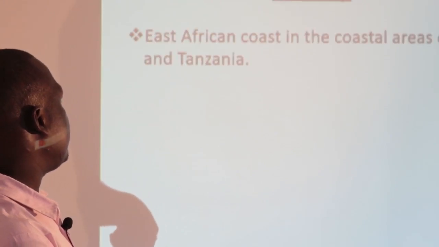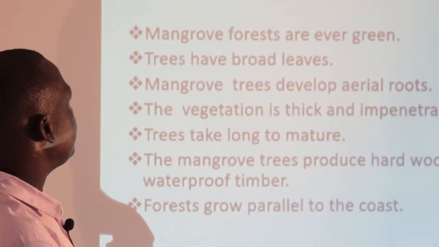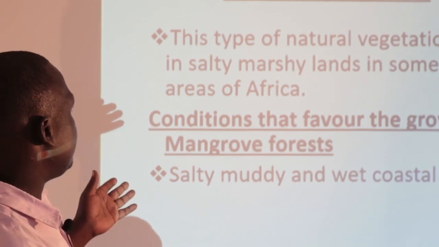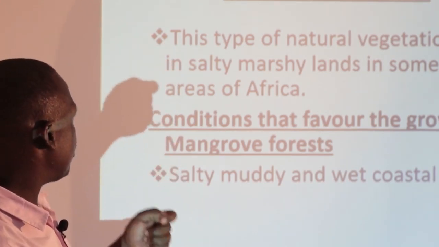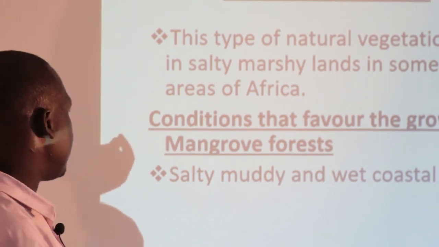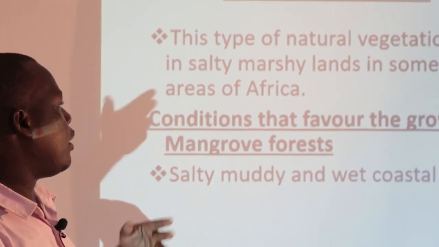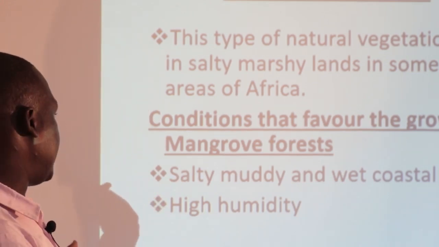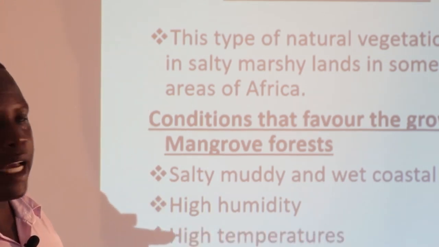Before we go to the lesson activities, let me run through very fast with this. I want to run through our lesson for a minute. When we look at this, we said they are found in some coastal areas of Africa, then the conditions that favor, we have salty, muddy, and wet coastal areas. We also have high humidity areas, and then the areas with high temperatures. We have just looked at the characteristics, and we shall go through now.